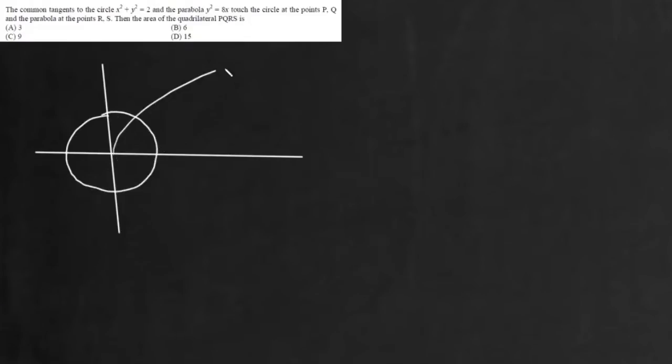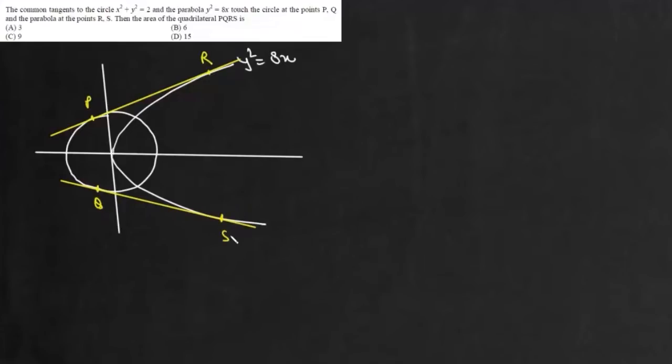Now here the question is common tangents to the circle x square plus y square equals 2, and this parabola y square equals 8x. They touch the circle at P and Q and parabola at R and S. So these tangents touch the circle at points P and Q and parabola at R and S. And it says find the area of this quadrilateral PQRS.